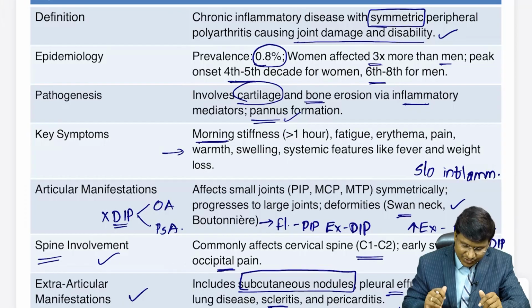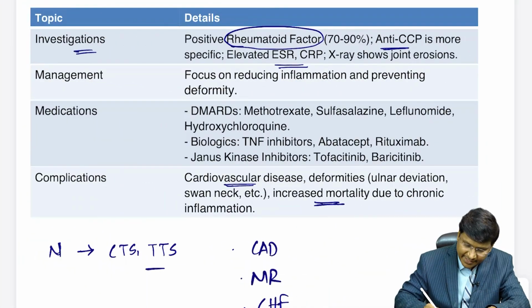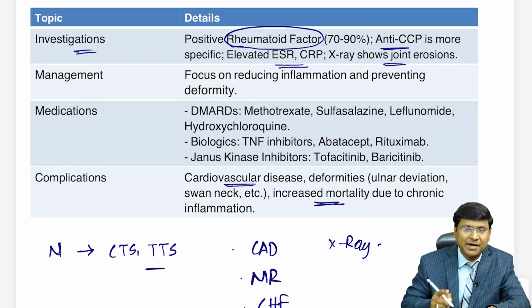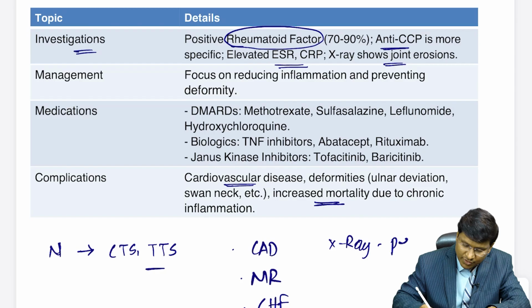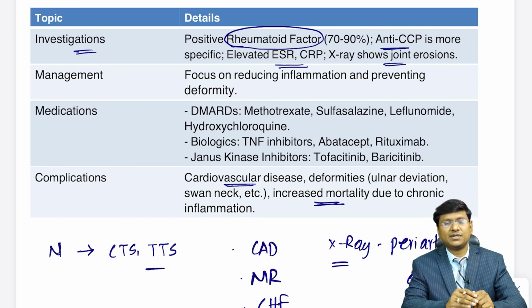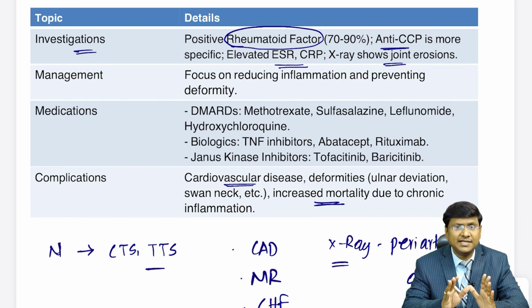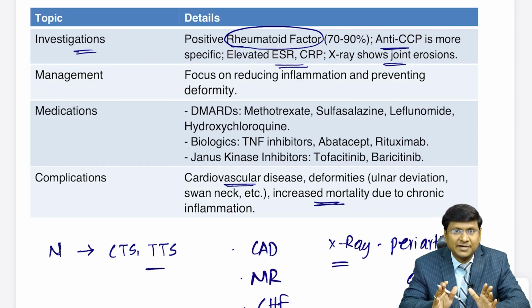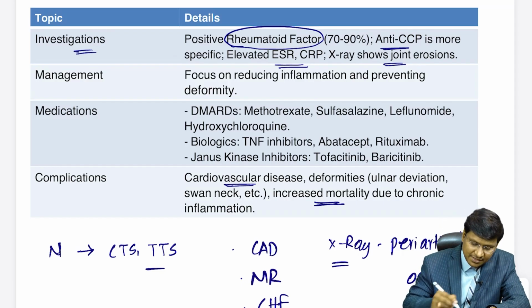Then if you take the X-ray in these individuals, definitely there will be joint erosions. Apart from the joint erosions, these patients will also have periarticular osteopenia. So these will be the X-ray manifestations in patients with rheumatoid arthritis. And these signs of inflammation within the joints are mainly within the small joints, that include the metacarpophalangeal joint as well as the proximal interphalangeal joint.